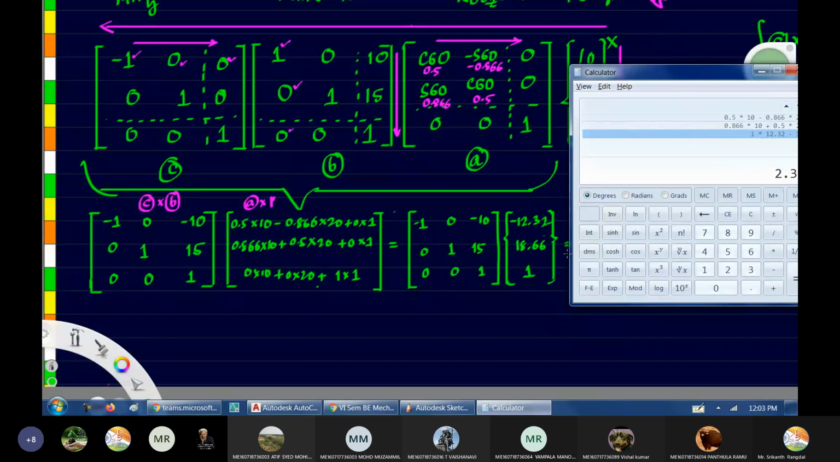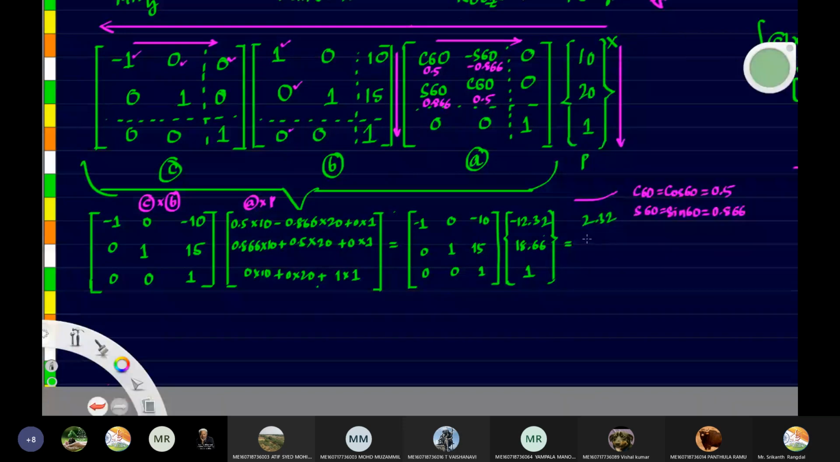And then what do we have? This one, 0 into this, 0. This will be 18.66, and plus 15, that will be 33.66. Fine. And the final value is again 1.